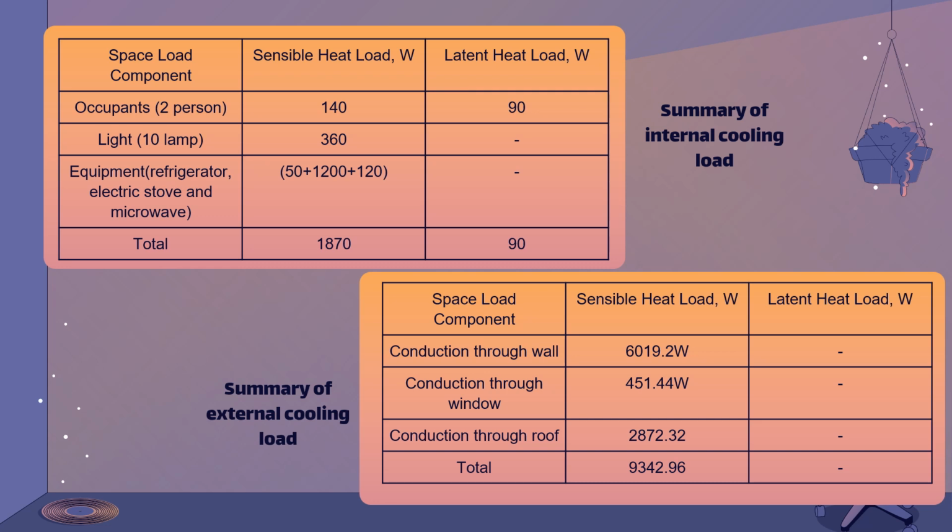The summary of the external cooling load is conduction through the wall, window, and the roof. The sensible heat load, the total for the three conductions, is around 9340.66 watts.